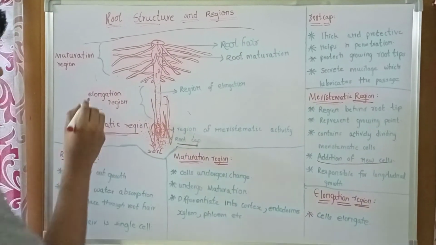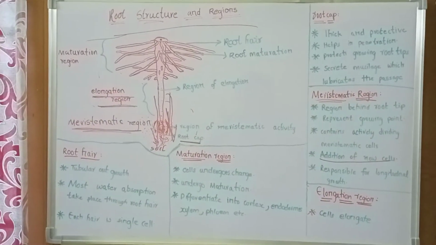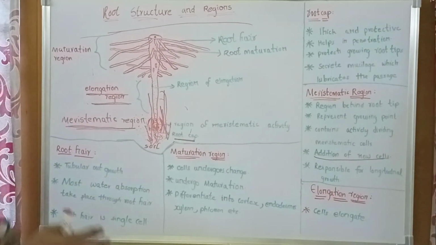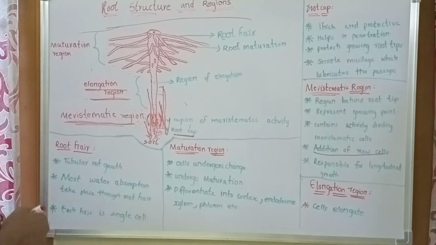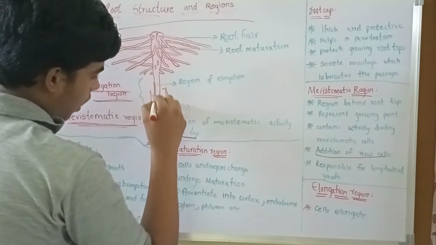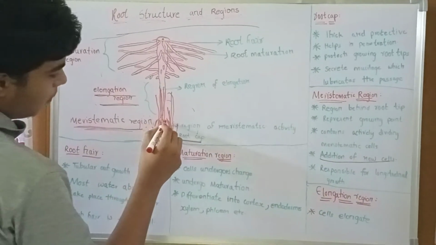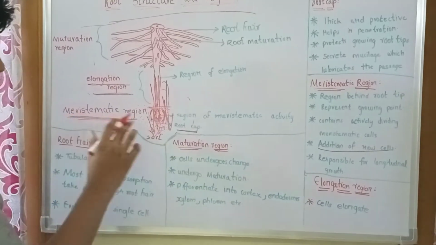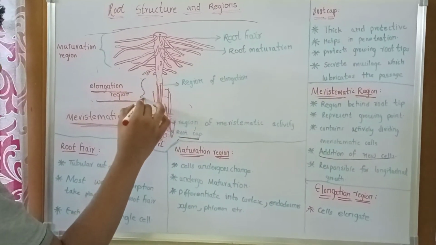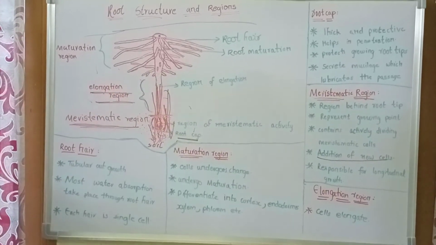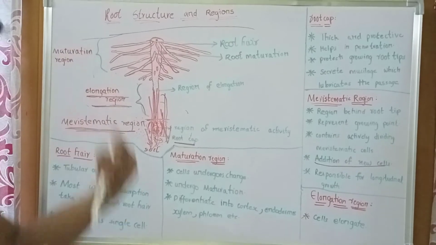And next region is the elongation region. What is this elongation region? What does elongation mean? The cells in this region will elongate. Above the meristematic region, the elongation region is present. This elongation region helps the cells to elongate and the root will grow.